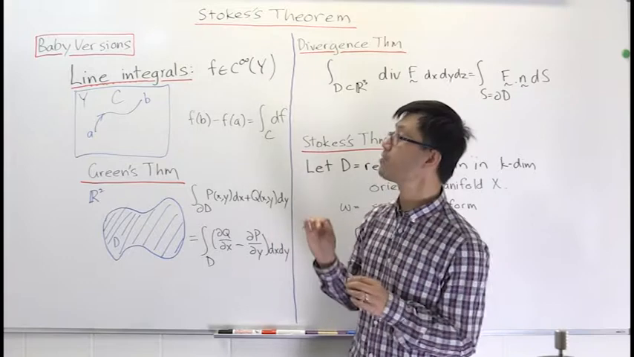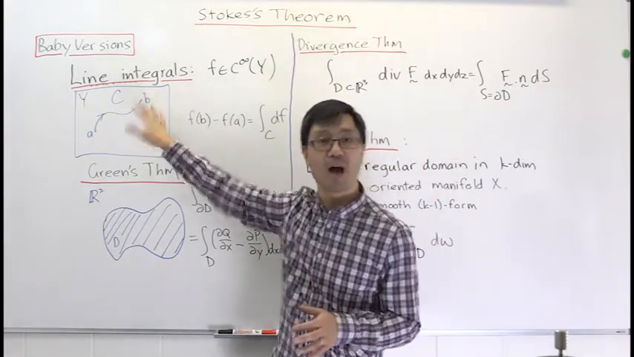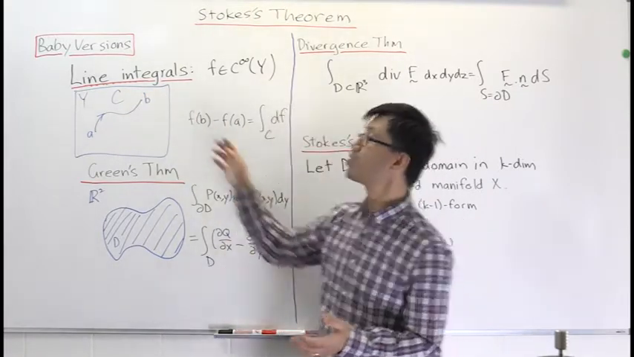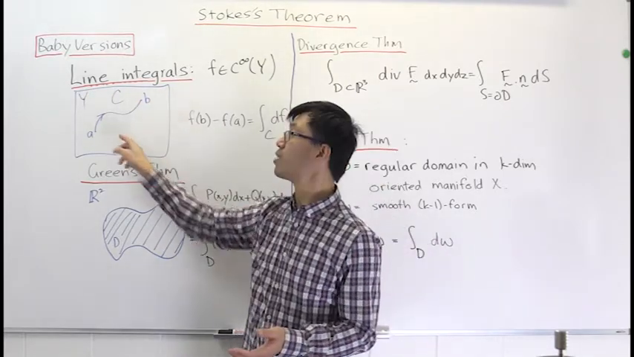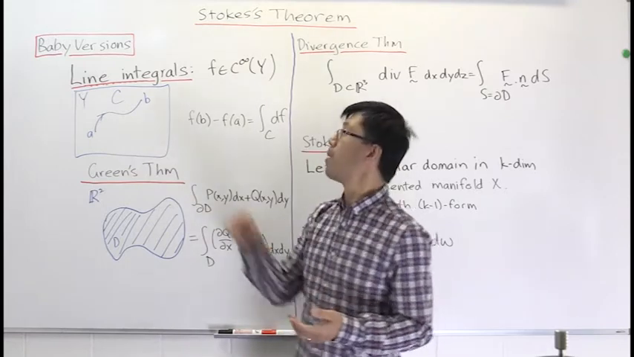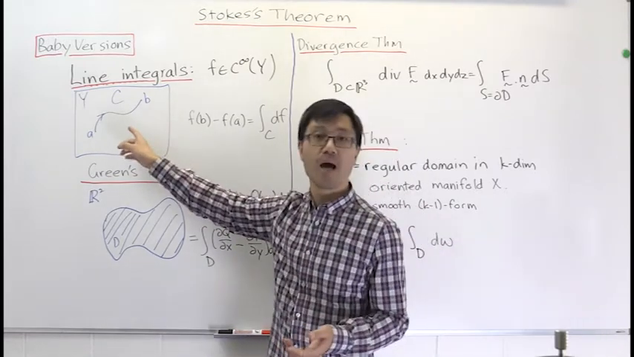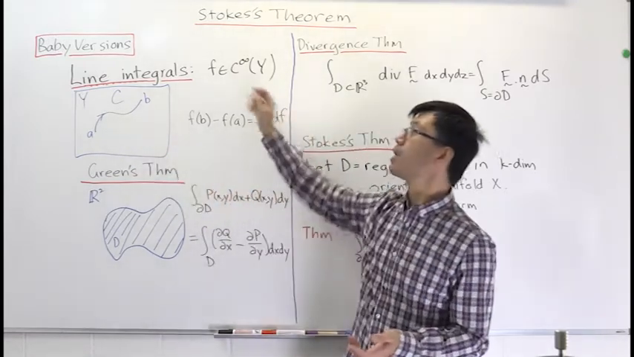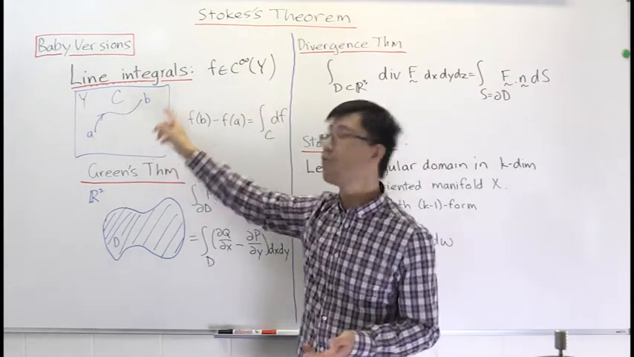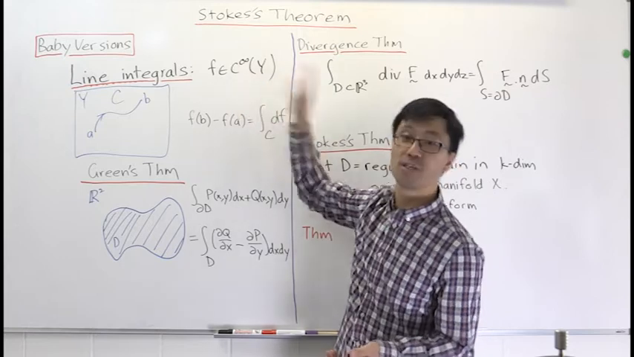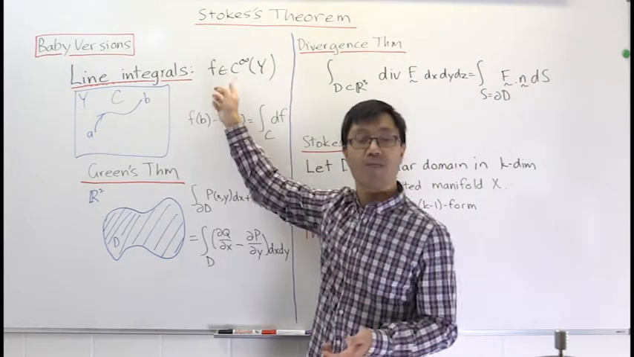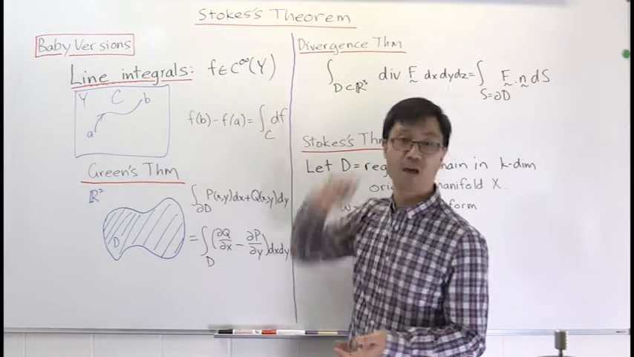Okay, so one version that we've seen before is what happens with line integrals. Suppose you have some manifold Y and you have some oriented curve C, which goes from a to b. Remember, we can talk about line integrals on this curve. To do that, we need a one form. So suppose we have some function which is smooth, so f is in C infinity of Y. Then we get a one form by considering df.